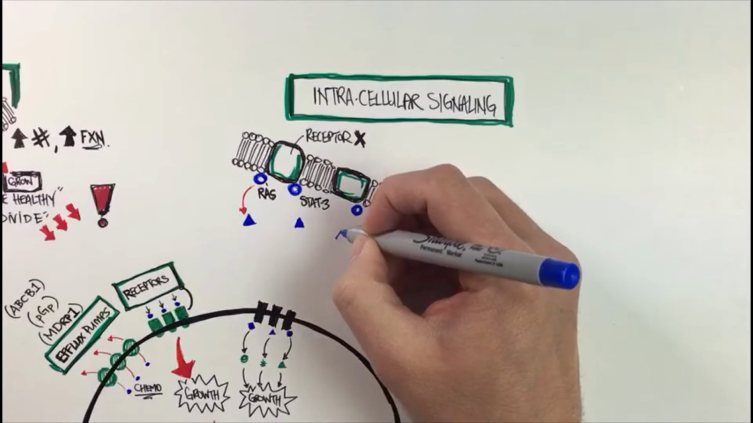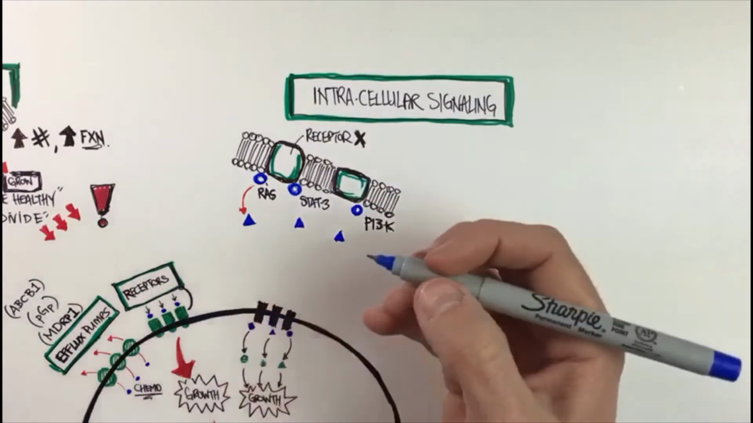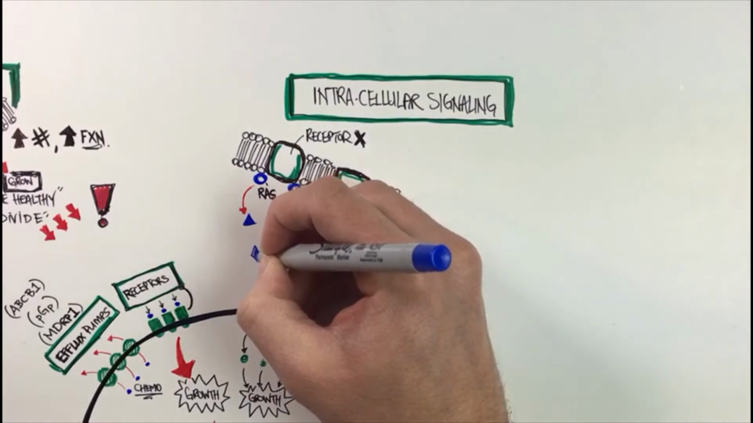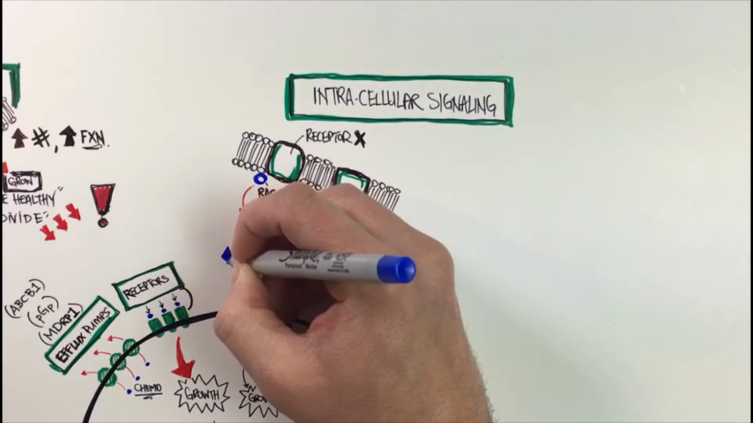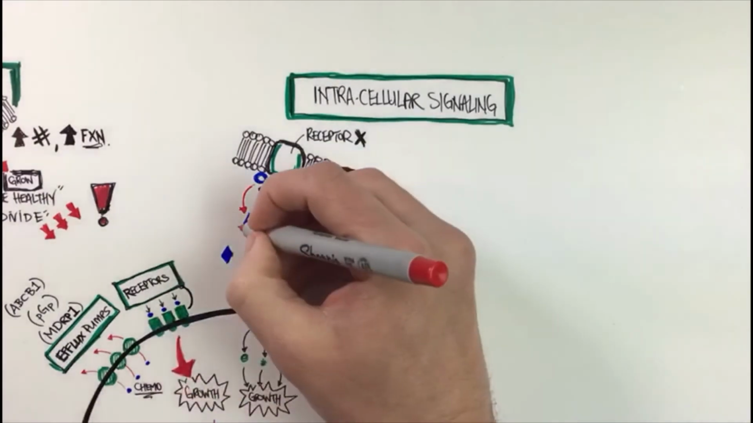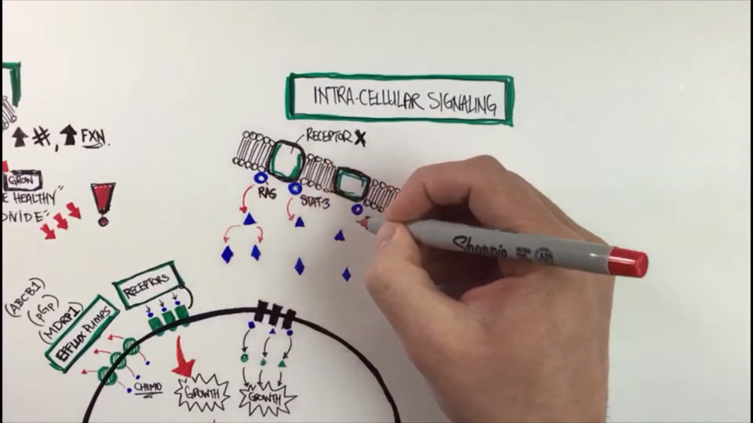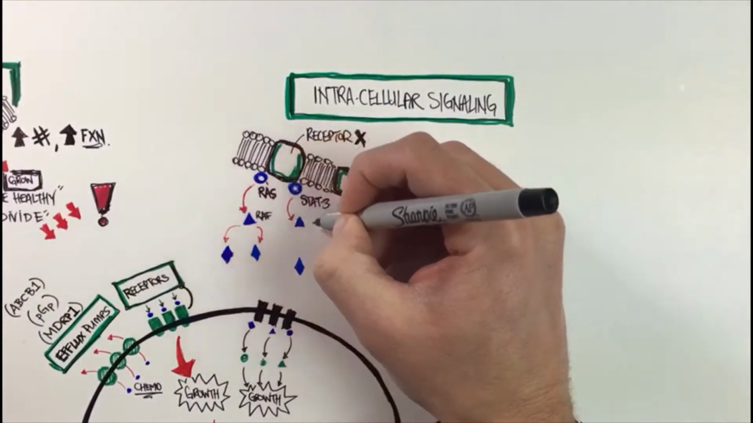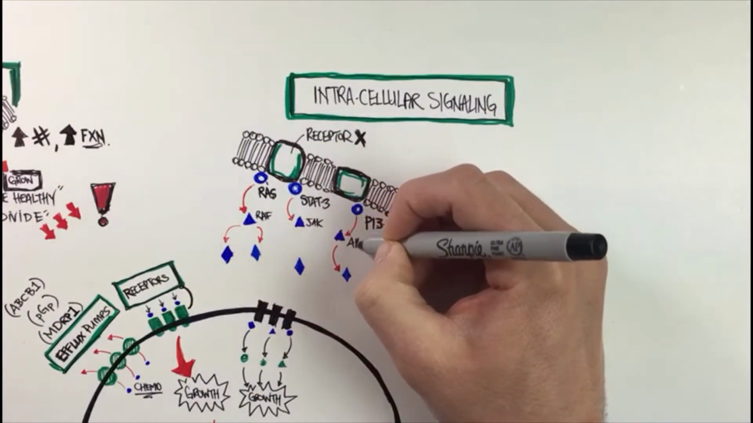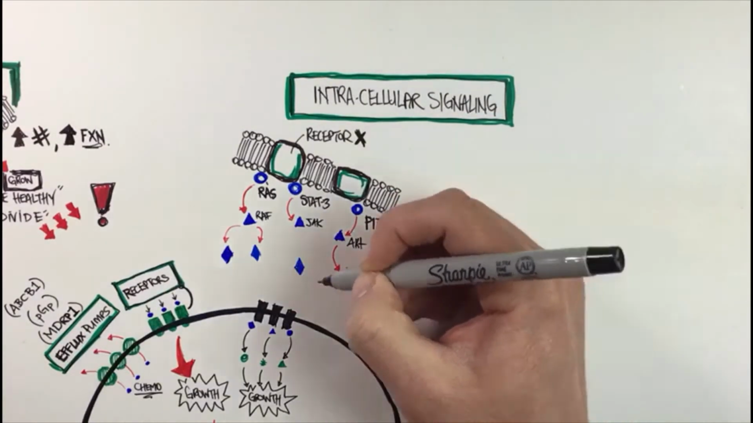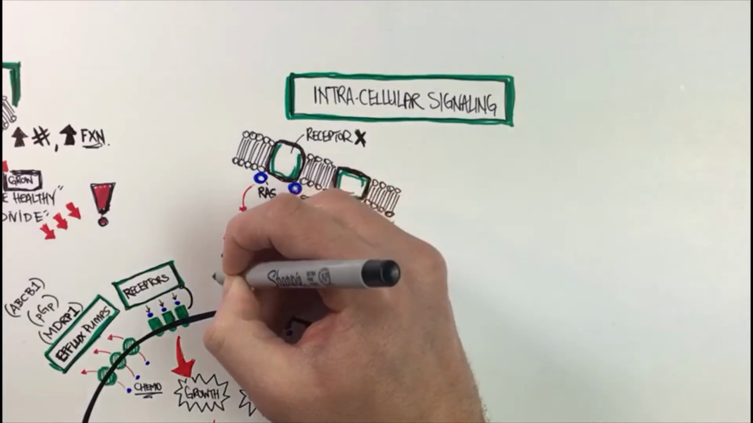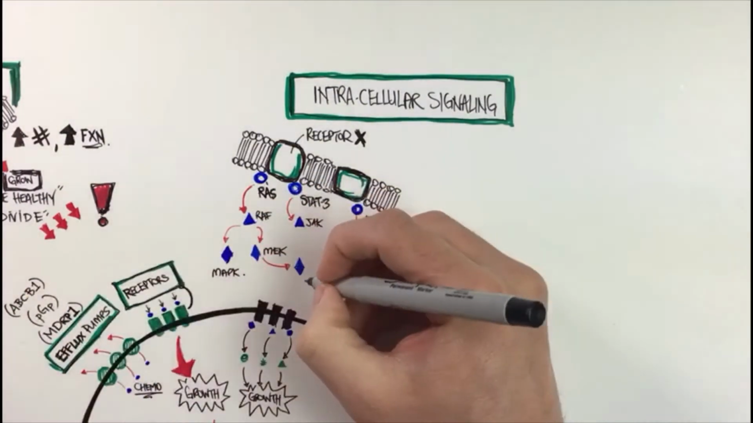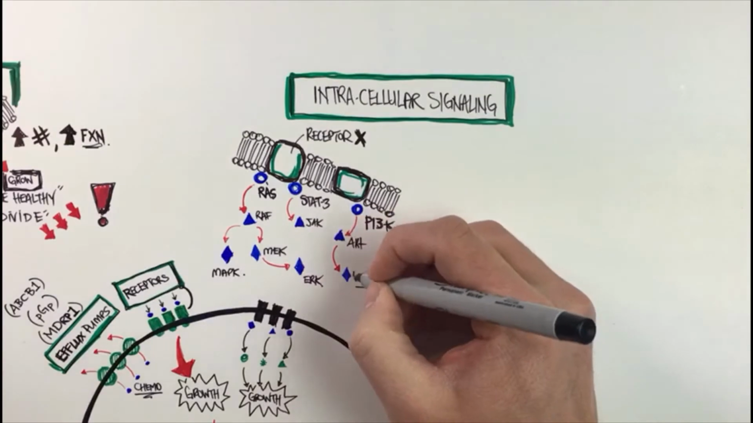And so you'll see that RAS turns on a molecule called RAF. STAT3 works with JAK. You'll see me label them here in a second. And then PI3K works downstream as well to activate AKT and mTOR. So here's RAF being activated from RAS, there's JAK, here's AKT down to mTOR, and then MEK and MAP kinase, MAPK, and MEK actually activates another molecule called ERK.